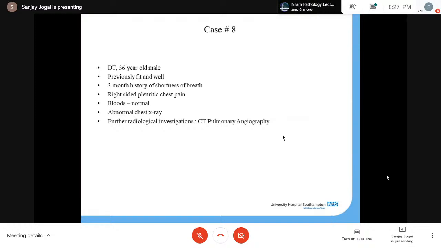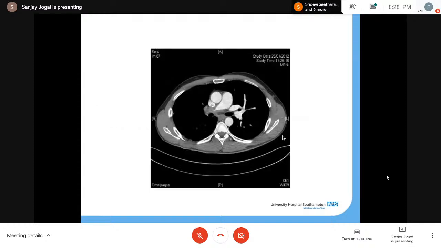Okay, case number 8. This is completely different, and we are now sort of delving into non-neoplastic territory, and then we'll come back again. So this was a 36-year-old, previously fit and well male, and he presented with 3-month history of shortness of breath, and he had right-sided pleuritic chest pain. The bloods were normal, chest X-ray was abnormal, obviously, and he had a CTPA. And it's a very interesting CTPA.